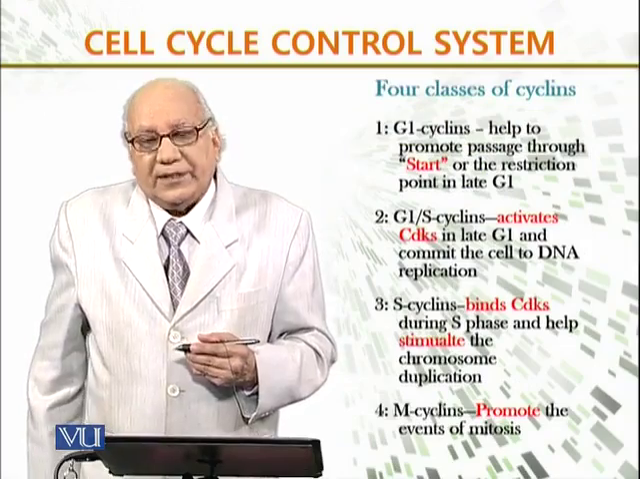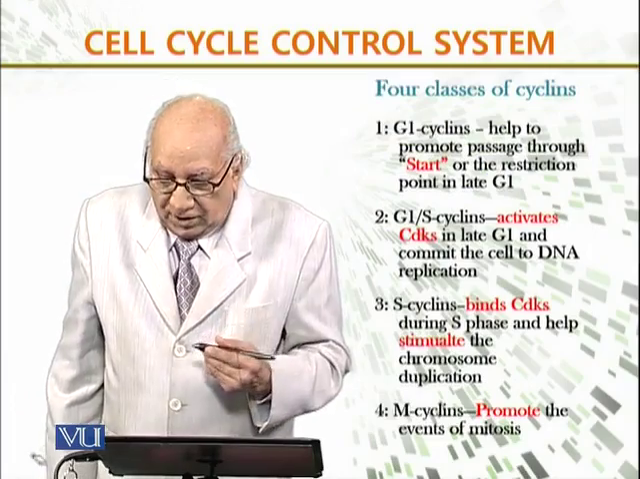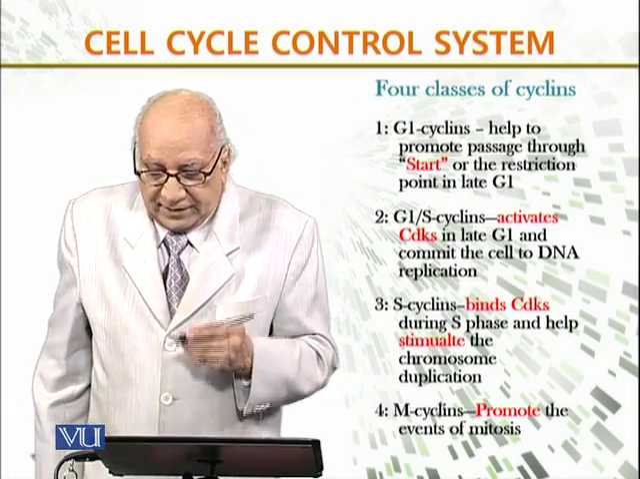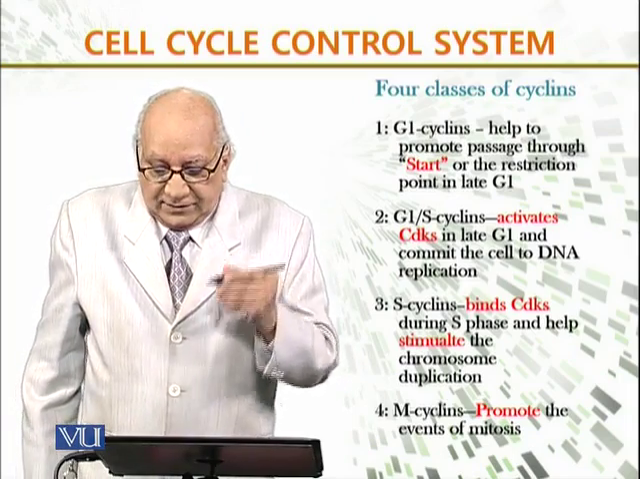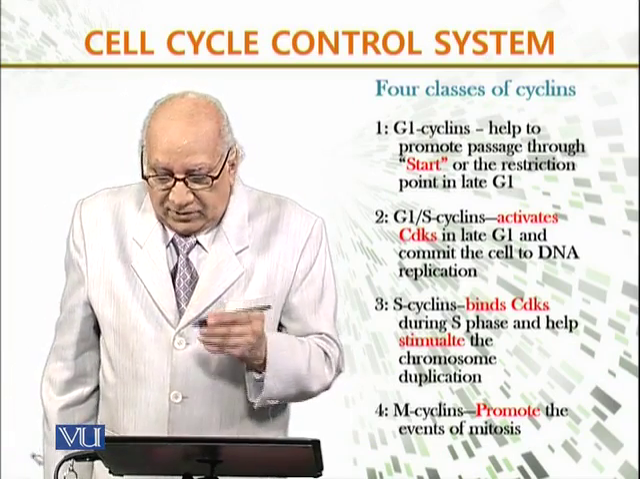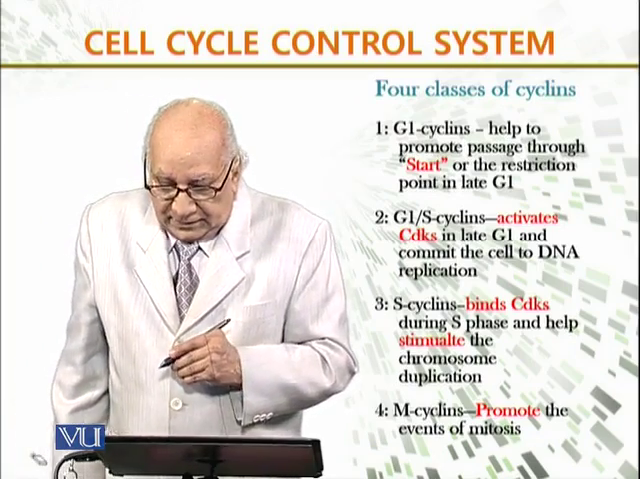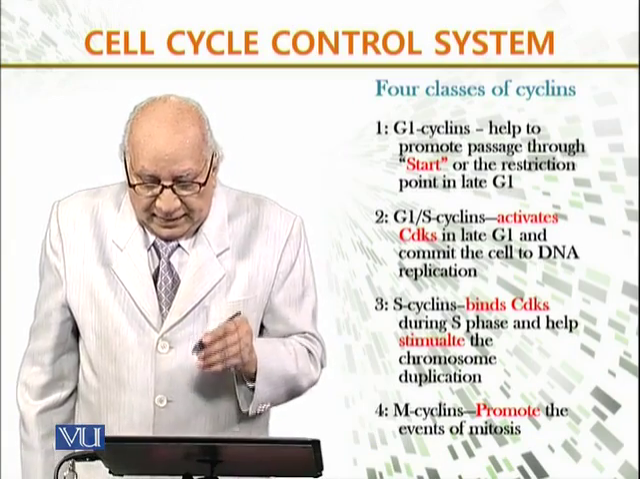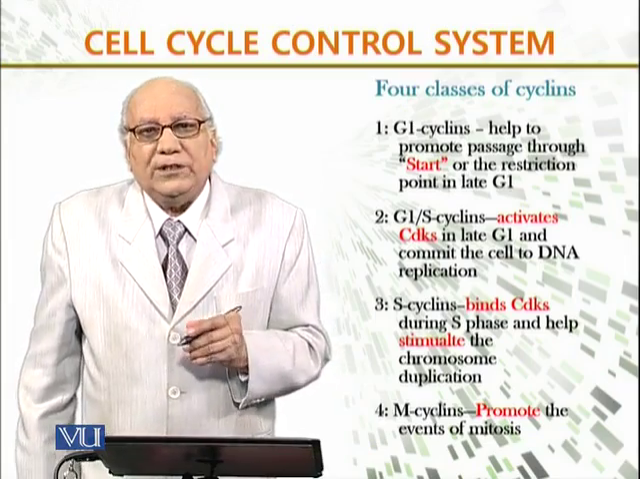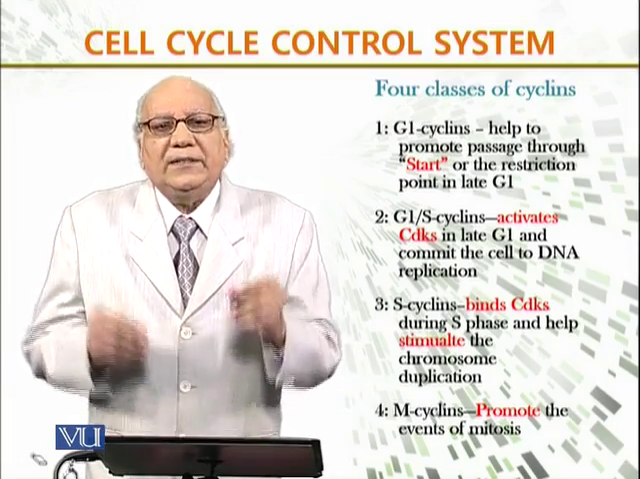Now, the four classes of cyclins: G1 cyclin helps to promote passage through start, or the restriction point, of G1. G1/S cyclin activates CDKs in late G1 and commits the cell to DNA replication. S cyclin binds CDKs during S phase and helps stimulate chromosome duplication. And M cyclin promotes the events of mitosis. So as we see, the cell cycle is a highly regulated and controlled process.